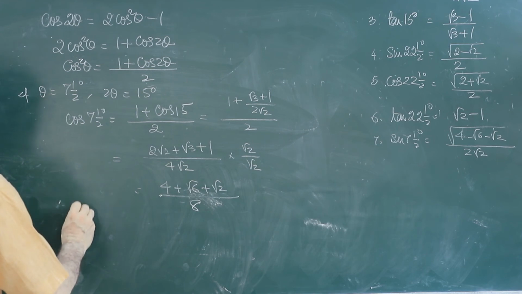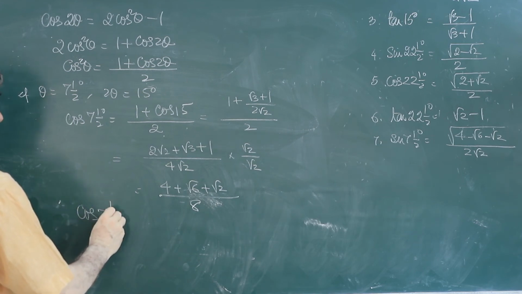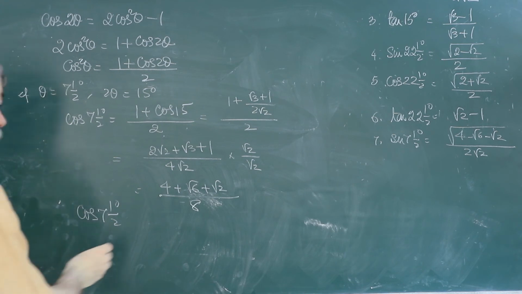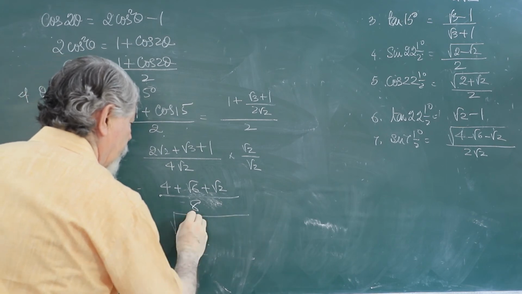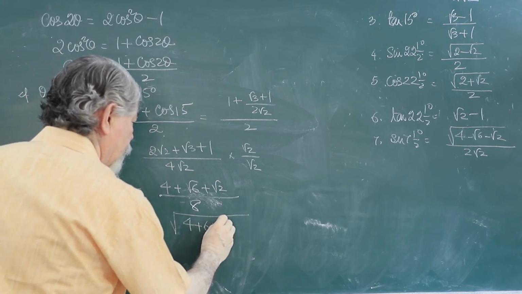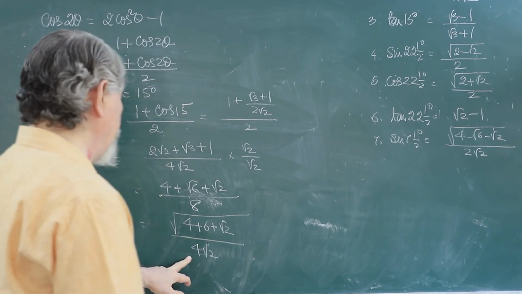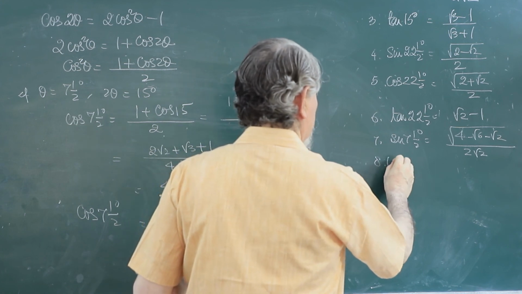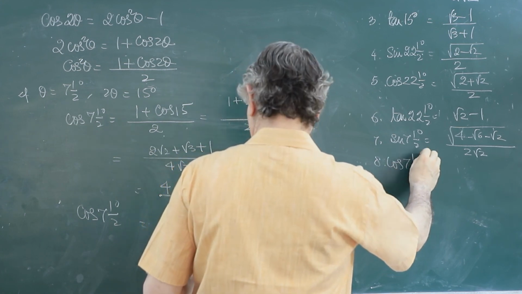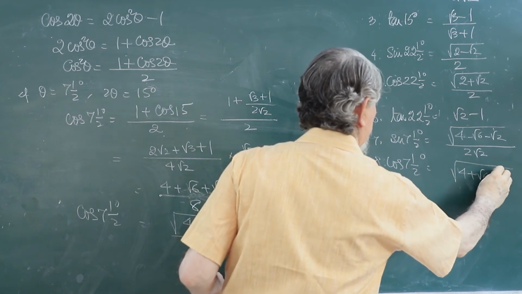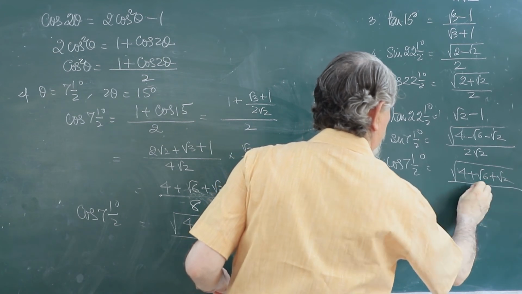And when you take the square root, I am going to take only the plus sign because 7.5 is going to fall in the first quadrant, and in the first quadrant all t ratios are positive. So it will become root of 4 plus root 6 plus root 2 upon 4 root 2. So this is the value of cos 7.5. Cos 7.5 degree will be under root 4 plus root 6 plus root 2 upon 2 root 2.